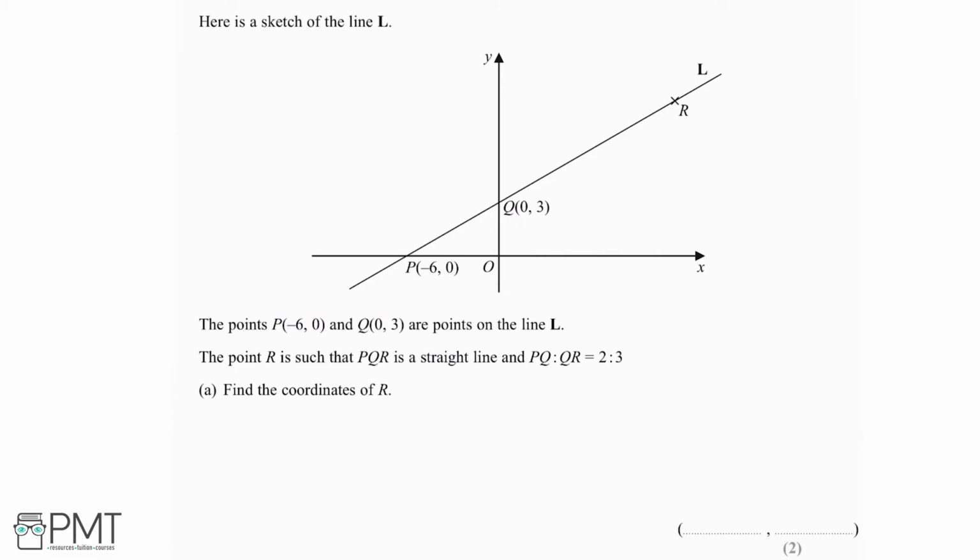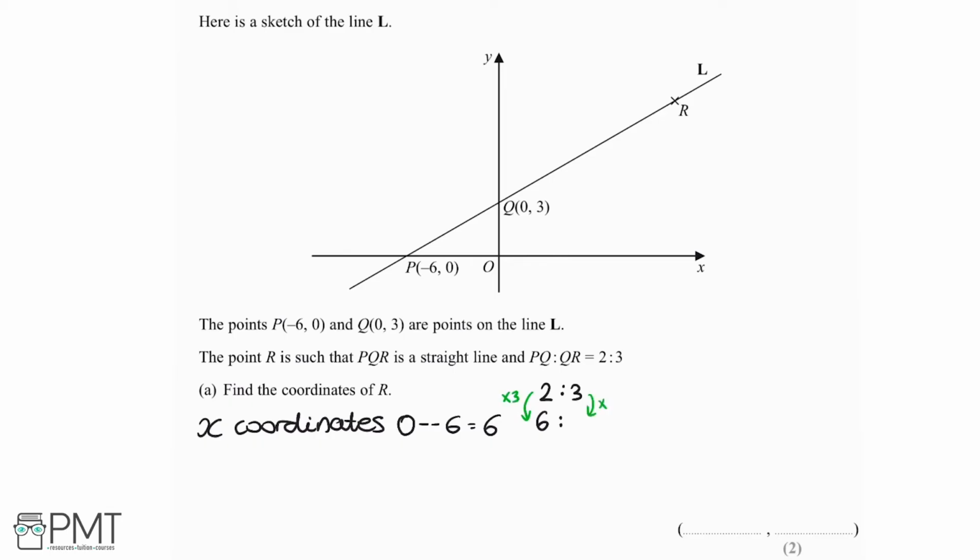So firstly, I'm going to have a look at the x coordinates. So we're going to go from -6 for P to 0 for Q, and then from 0 on Q to something we're not sure about yet for R. And the ratio here is 2 to 3. So we're going from -6 to 0. So if I do 0 minus -6, it's going to equal 6. So we're in the ratio 2 to 3. We can see here for the x coordinate, P to Q is going to be 6. So we're in the ratio 6 to something. To get from 2 to 6, what do we do? Well, we multiply by 3.